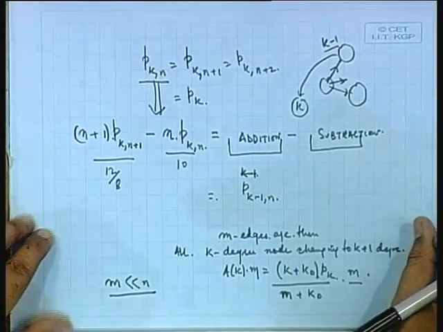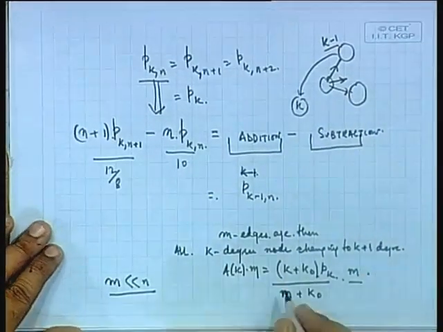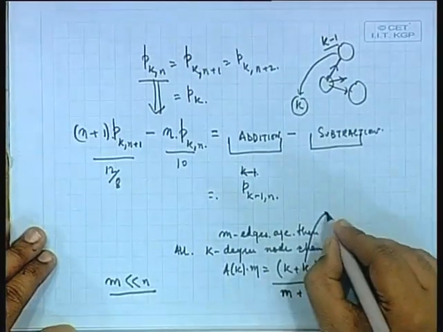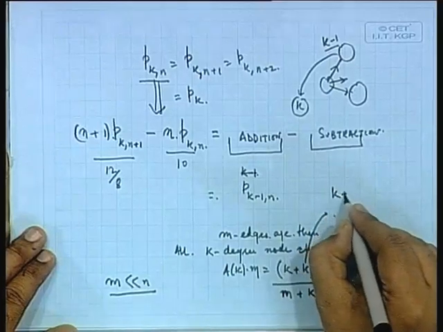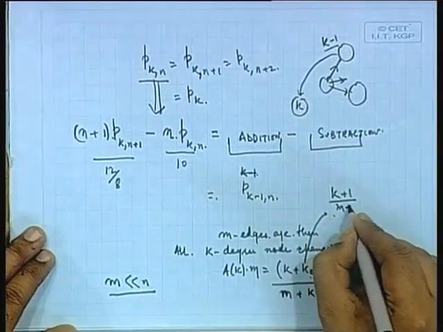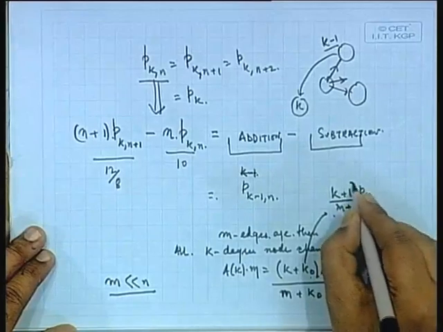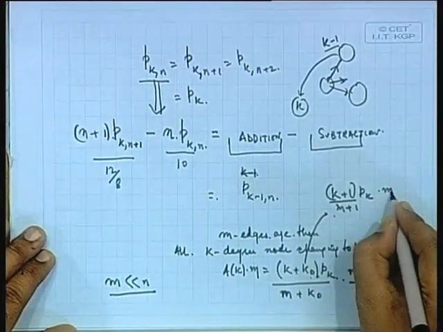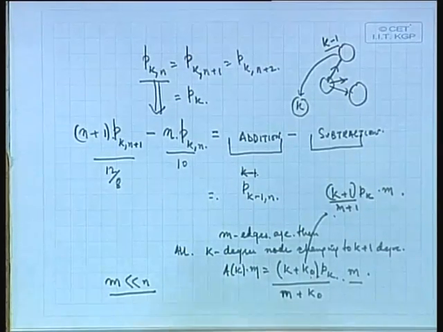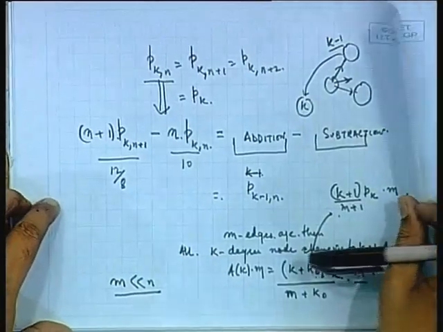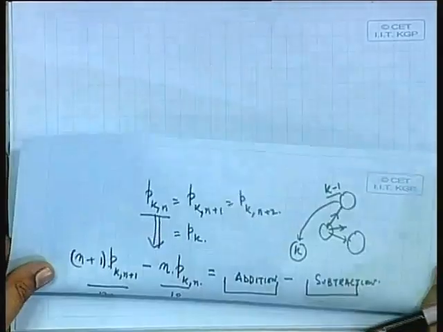Okay. So, then I put k_0 as 1. So, this will become k plus 1, m plus 1, p_k into m. Is it okay? Okay, very good. So, next we just go on seeing this a little.